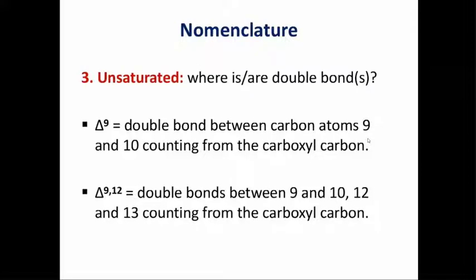Now, where is the double bond found? As I mentioned earlier, for example, if you abbreviate as delta 9, the double bond is found in between carbon number 9 and carbon number 10. If we abbreviate as delta 9 and 12, the double bond is found in between carbon number 9 and 10, and in between 12 and 13.